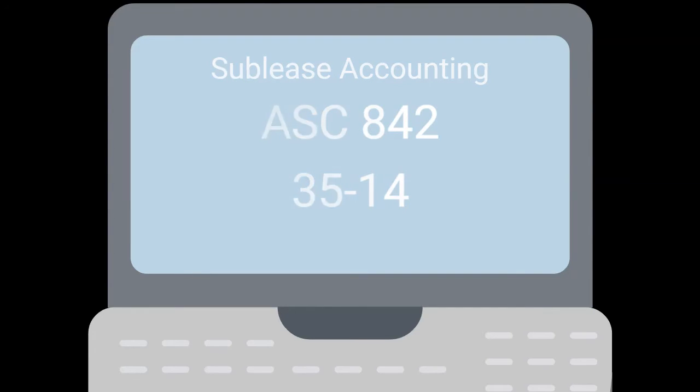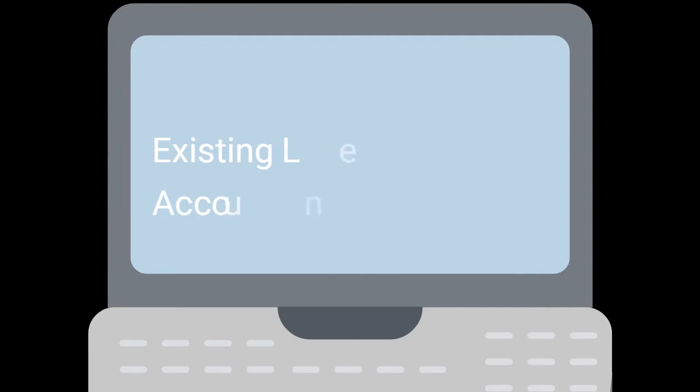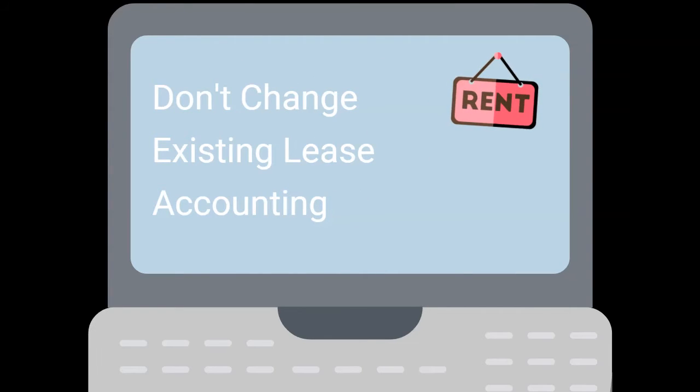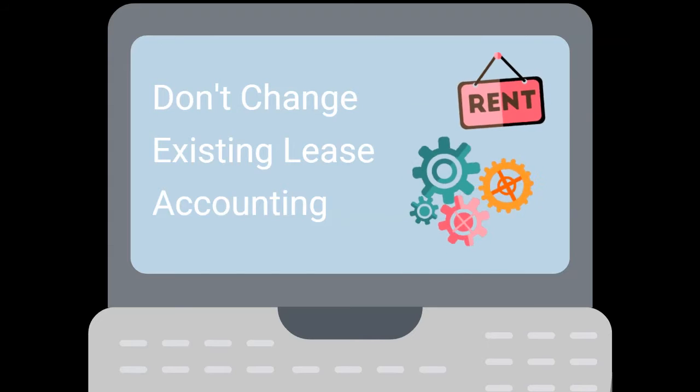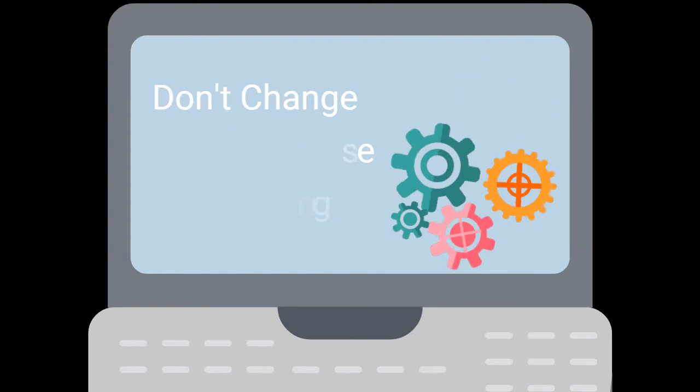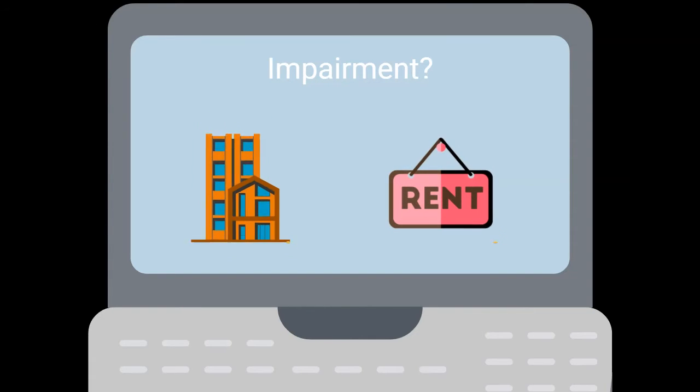Assuming this is an operating lease, you would continue to account for the original lease as if nothing has happened. So don't change anything on the accounting we already have set up for the existing lease? Yep, that's correct. However, I will caution that if the sublease income is less than your lease expense under the original lease, it may be an indicator for impairment.